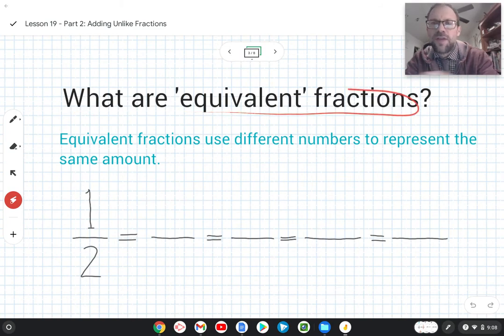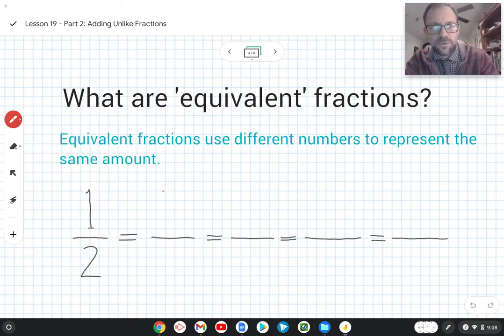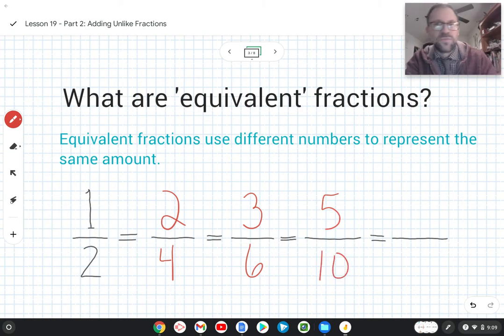What are equivalent fractions? Well, if we have to make equivalent fractions, we should understand what they are, right? Equivalent fractions use different numbers to represent the same amount. Let's take a look at some examples. Here we have the fraction 1/2. Now, equivalent fractions to 1/2 are fractions that also represent 1/2, but use different numbers. So, for example, 2/4 represents the same value or amount as 1/2, but uses different numbers. 3/6 is another equivalent fraction to 1/2. 5/10 is another example of an equivalent fraction to 1/2.